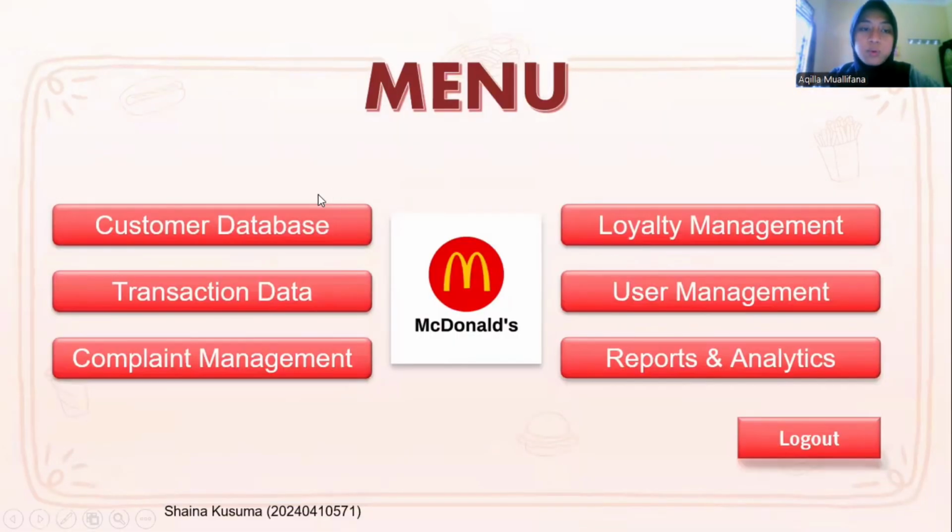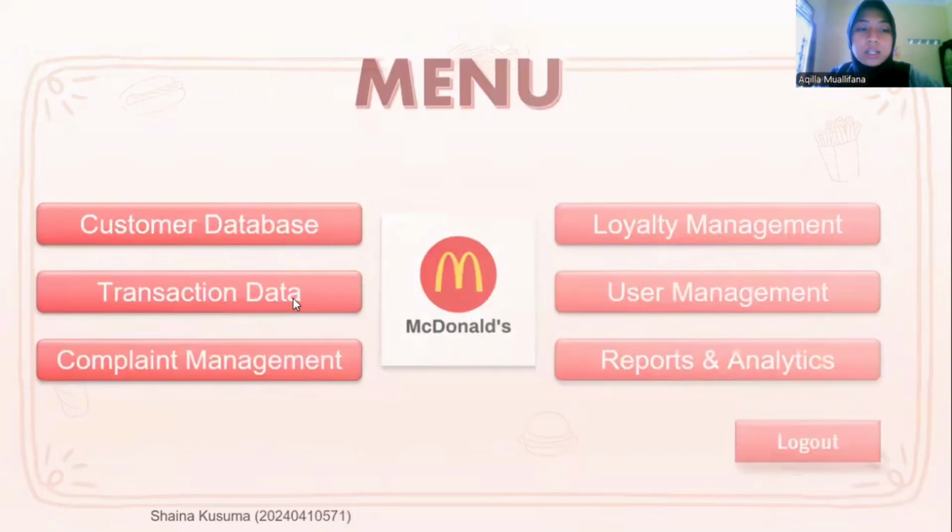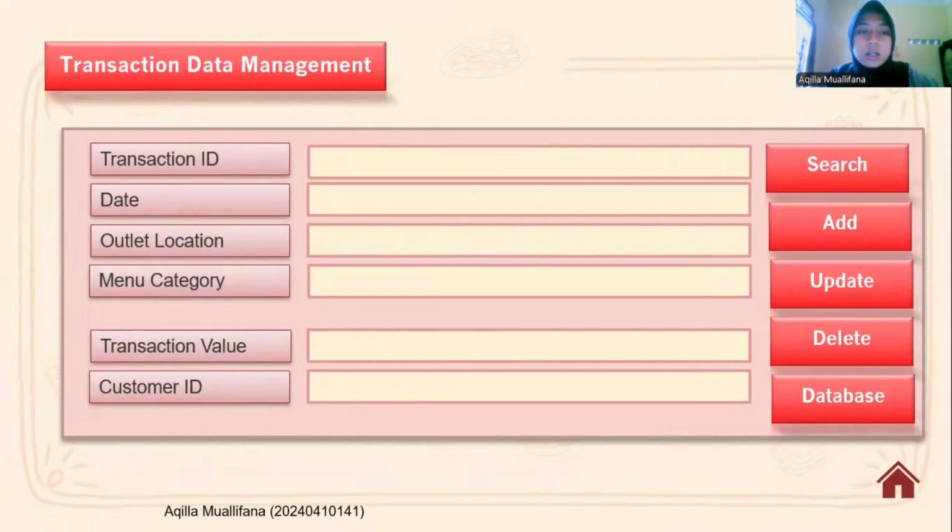Okay, back to the menu. The next menu is transaction data, which is used to record customer transactions at McDonald's outlets. At the input stage, users enter data such as transaction ID, date, outlet location, menu category, transaction value, and then customer ID.